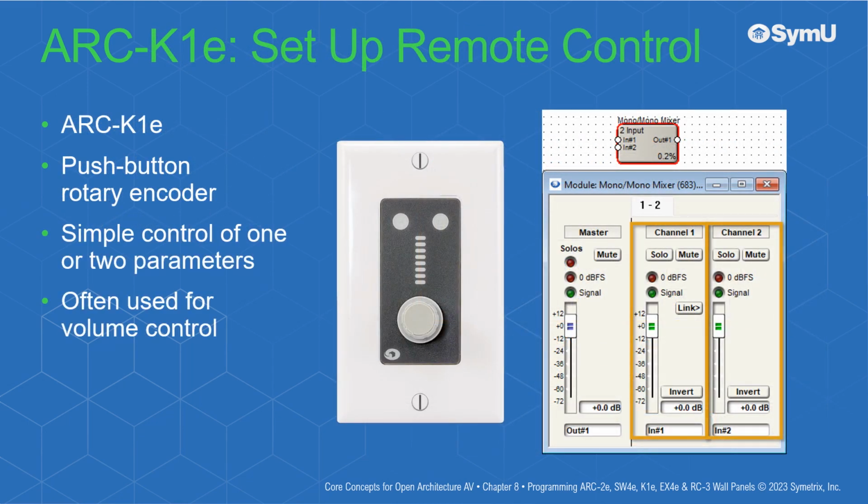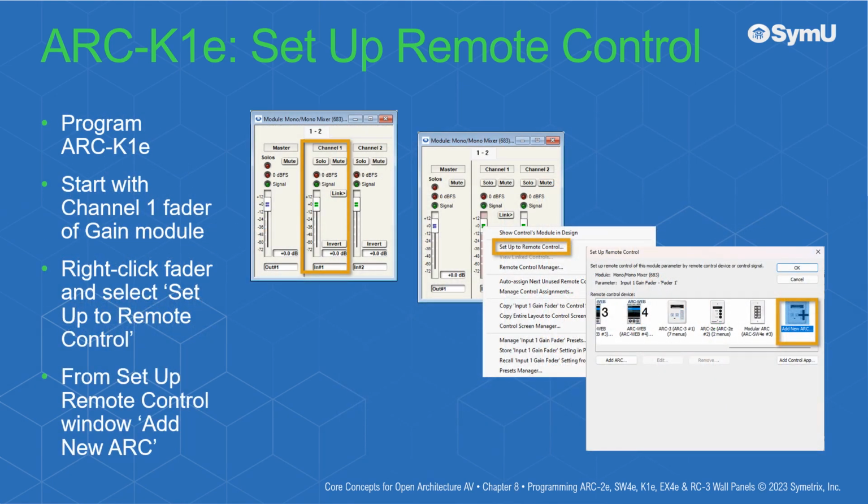The ARC-K1E features a push-button rotary encoder providing simple control of one or two parameters in the Symetrix DSP hardware. This is typically used for volume control. To program the ARC-K1E, start with the channel 1 fader of this gain module. Right-click the fader and select Set Up to Remote Control.